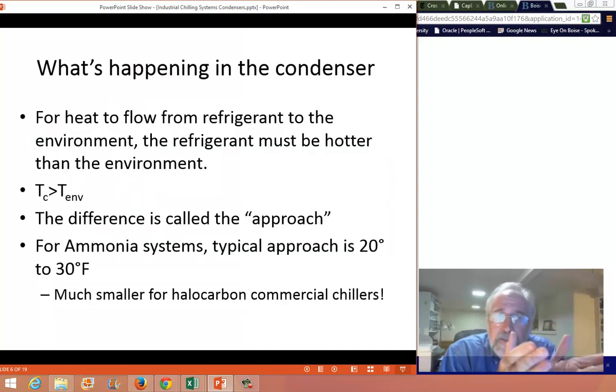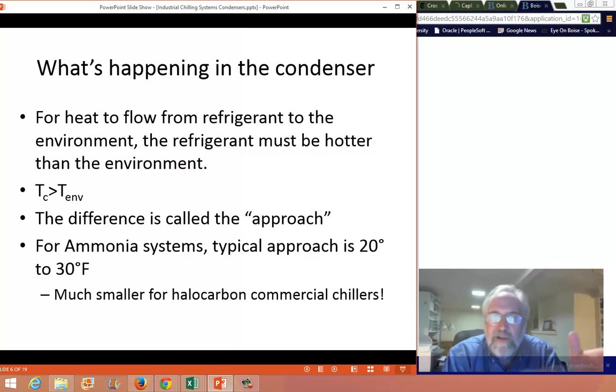So let's talk about what's happening in the condenser. How does that heat move? Heat flows from higher temperature to lower temperature. That means that the refrigerant inside the pipe, that hot gas coming from the compressor, must be at a temperature that's higher than the ambient, right? Than the environment. And by the environment, I mean the immediate environment of the condenser.